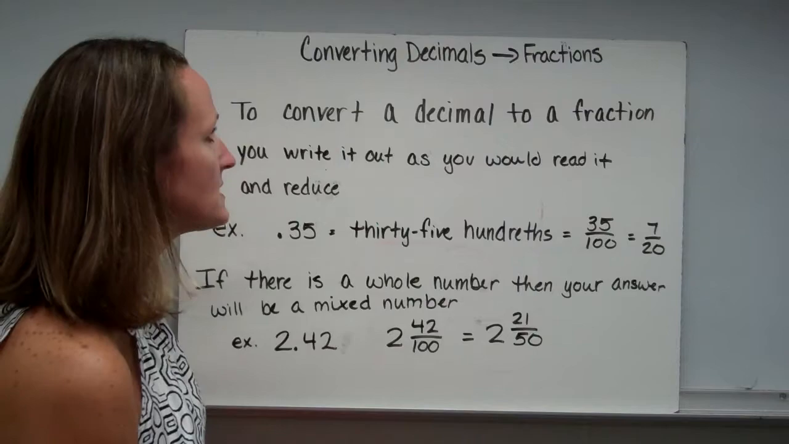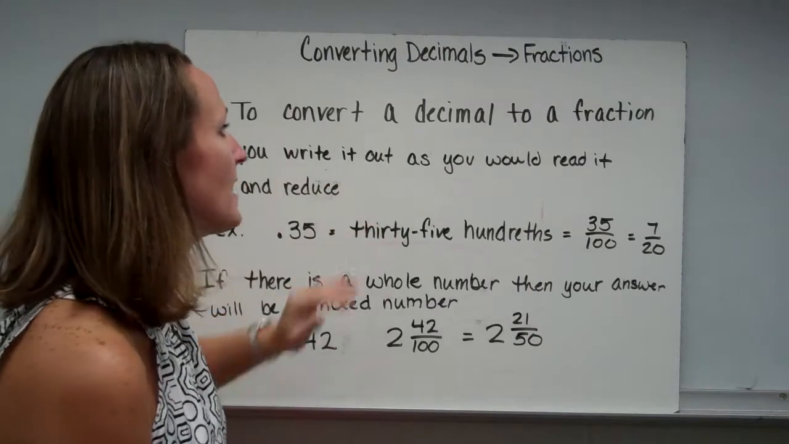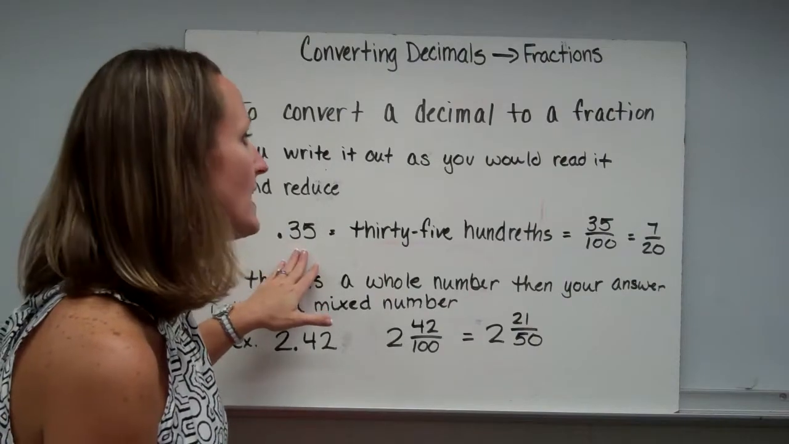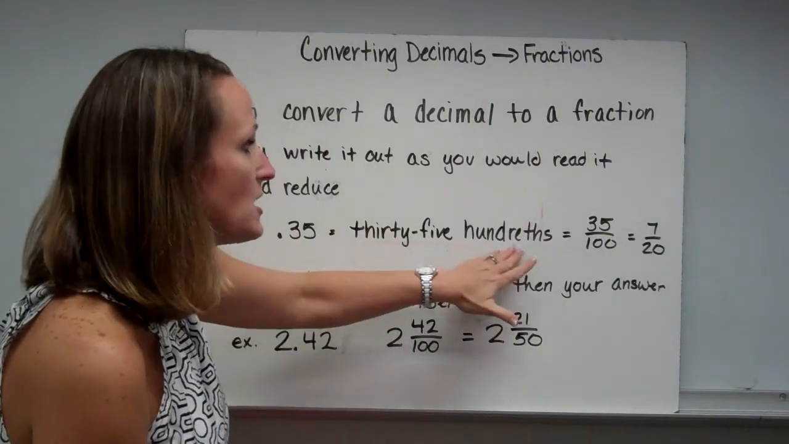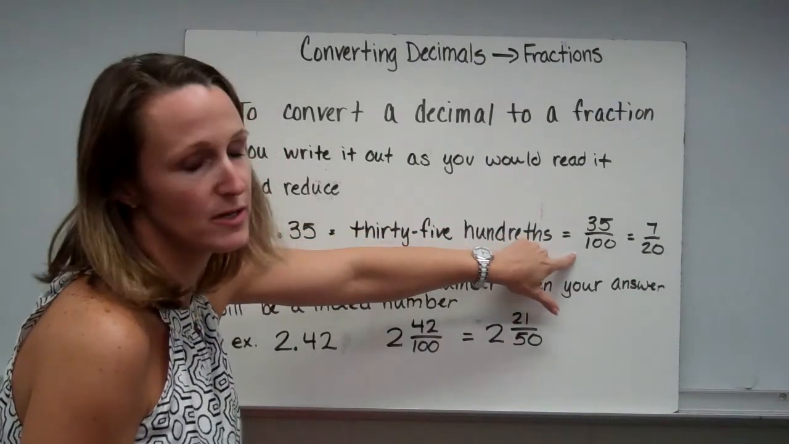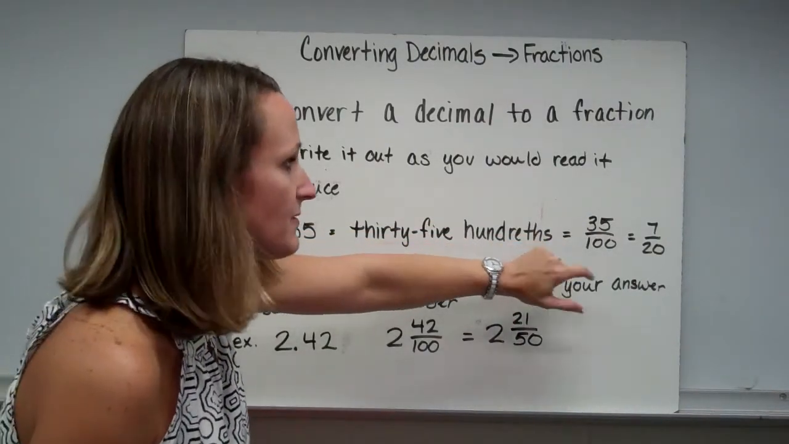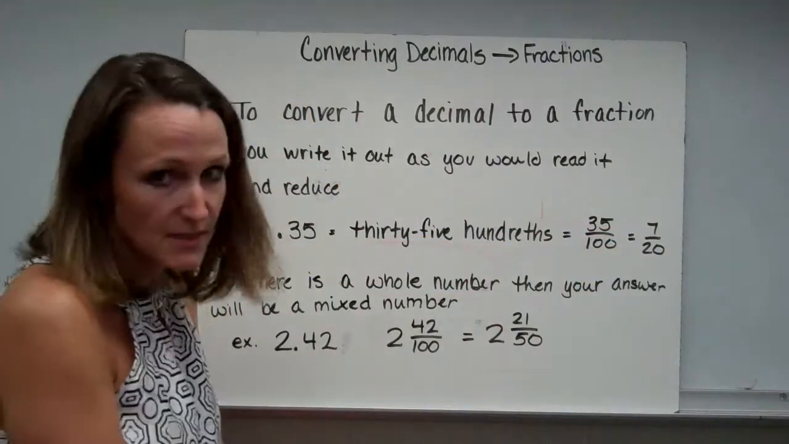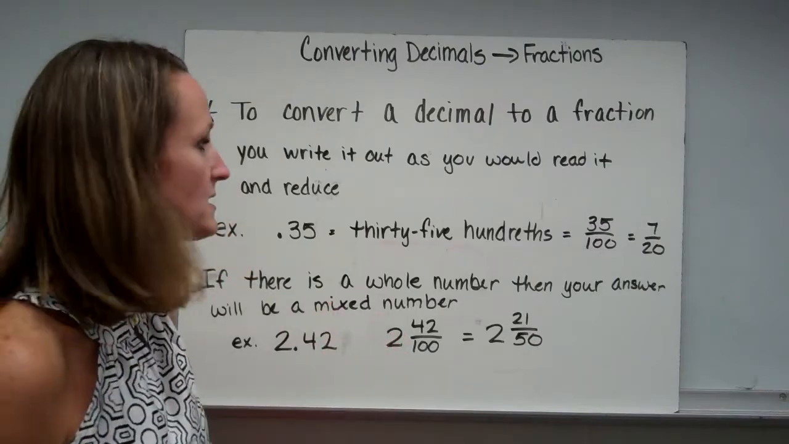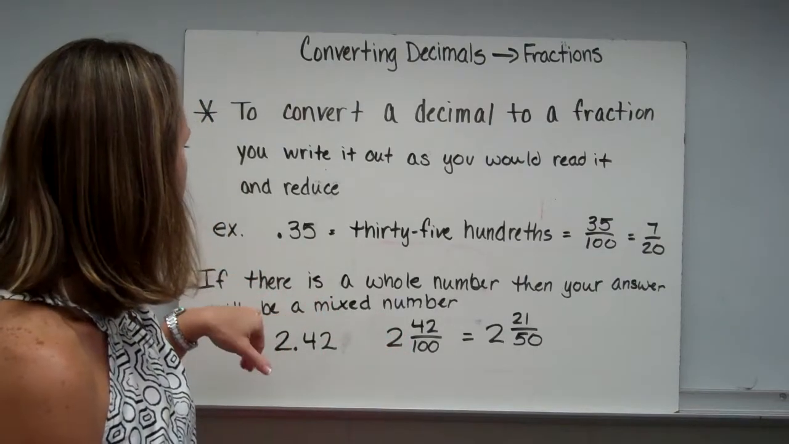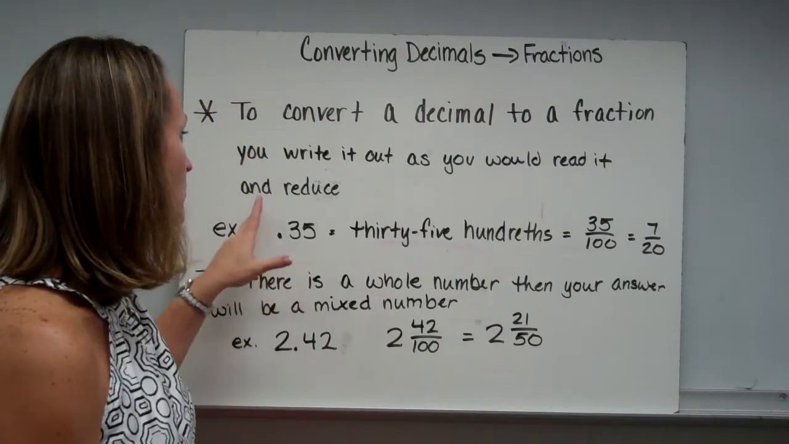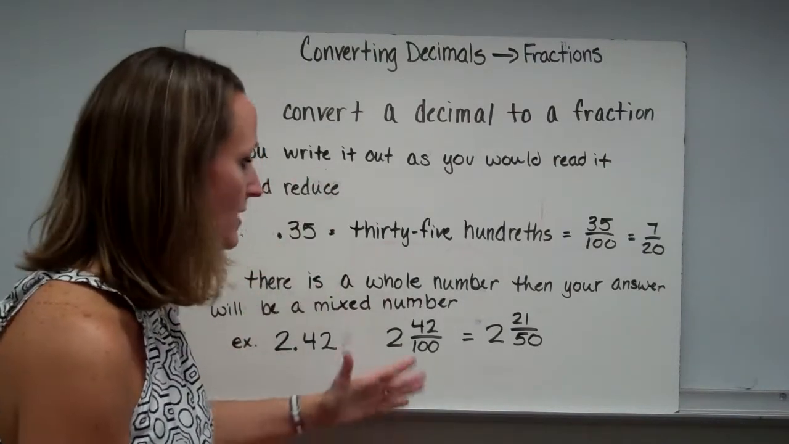So to convert a decimal to a fraction, you write it out as you would read it, and then you reduce. So for example, 0.35 is read 35 hundredths. You would simply take 35 and write it over 100 and simplify it, and it simplifies to 7/20ths. This is why we practice greatest common factor, so that you know what to simplify by. And once again, if there was a whole number in front of it, if this had been 1.35, you'd have left the 1 out front.